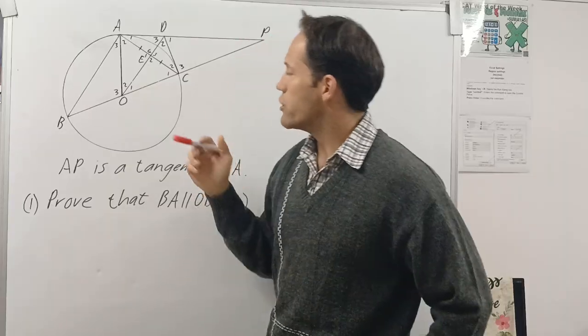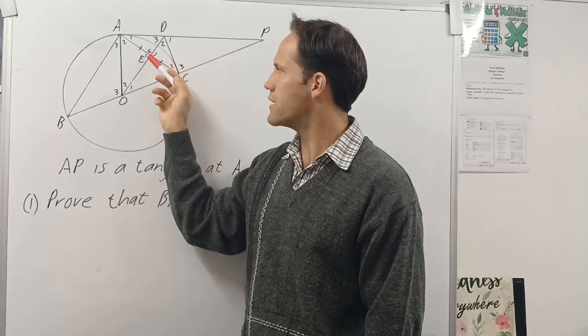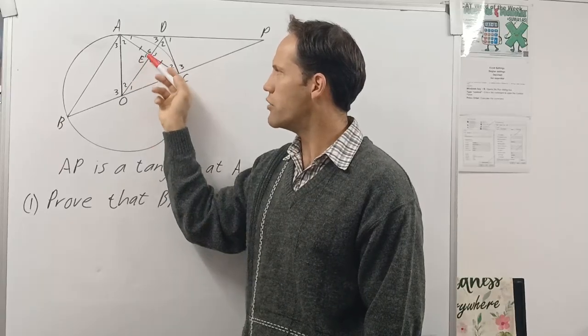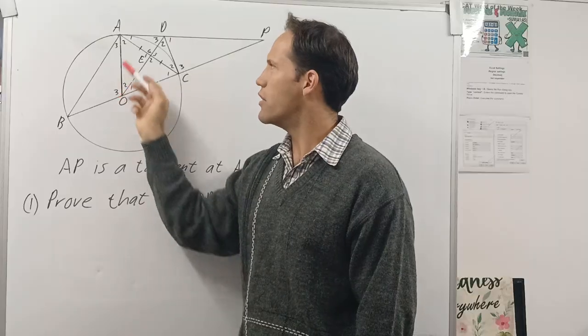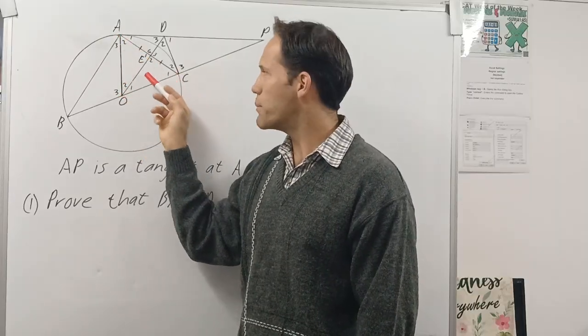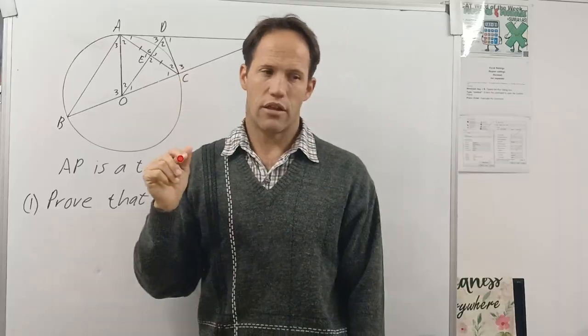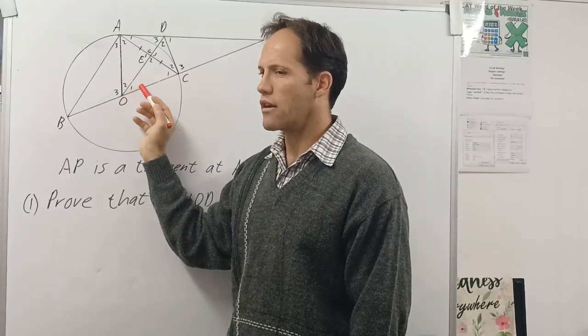So one way you can do it is you can prove that these two triangles are congruent. Obviously, OE is a common side, AE is equal to EC, and OA is equal to OC because they're radii. So we can prove that these two triangles are congruent, okay? And if they're congruent, it means that O2 is equal to O1, okay?